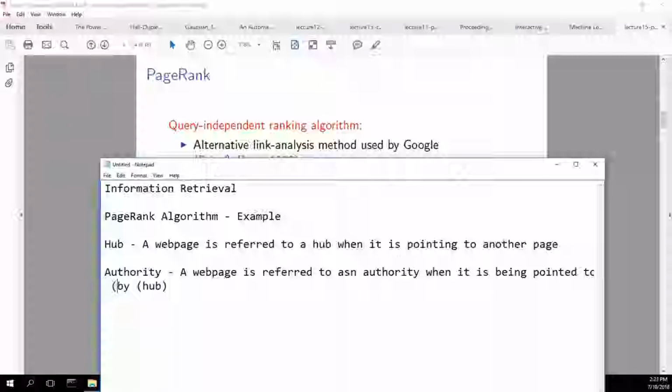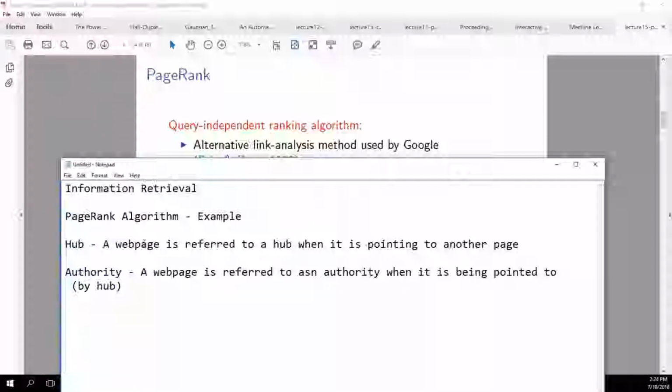So we need to get that very clear. It's very important to understand the difference between a hub and an authority. So for emphasis, a web page is referred to as a hub when it is pointing to another page, basically pointing to another page called the authority, and a web page is referred to as an authority when it is being pointed to by a hub. So we need to understand that's the concept behind the page rank algorithm.